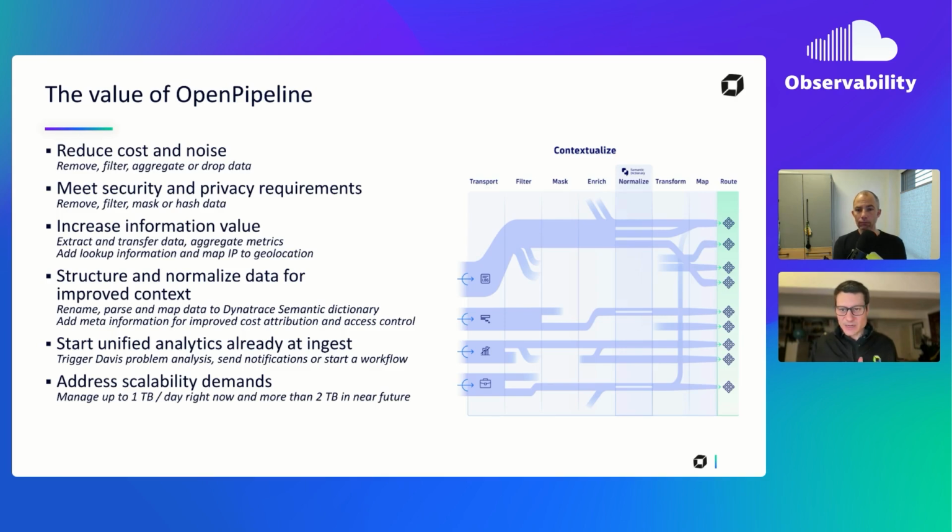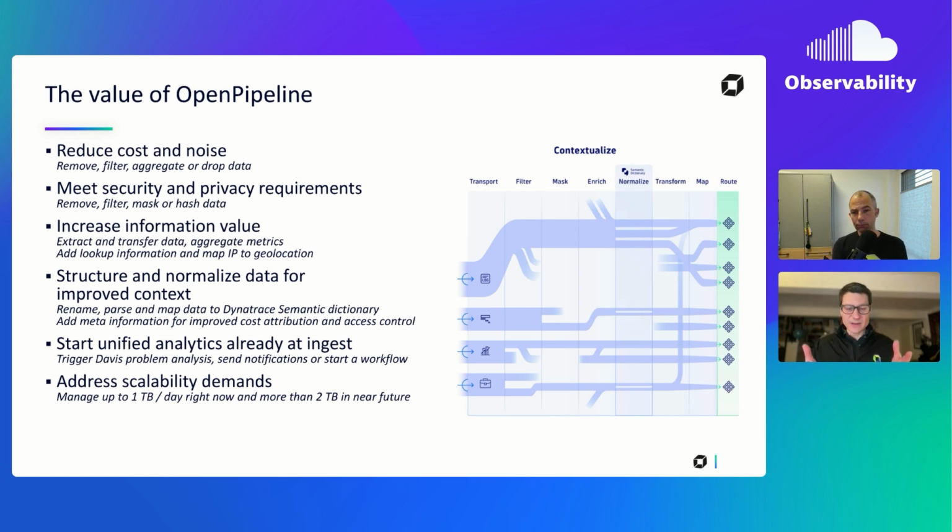Really critical for customers, especially in regulated industries, is to meet security and privacy requirements. It's important for everybody, but especially there. So we remove, filter, mask, hash data, sensitive data, private PII data. So all of these things you want to remove or you want to mask, depending on how you later use it. And you can do that in OpenPipeline.